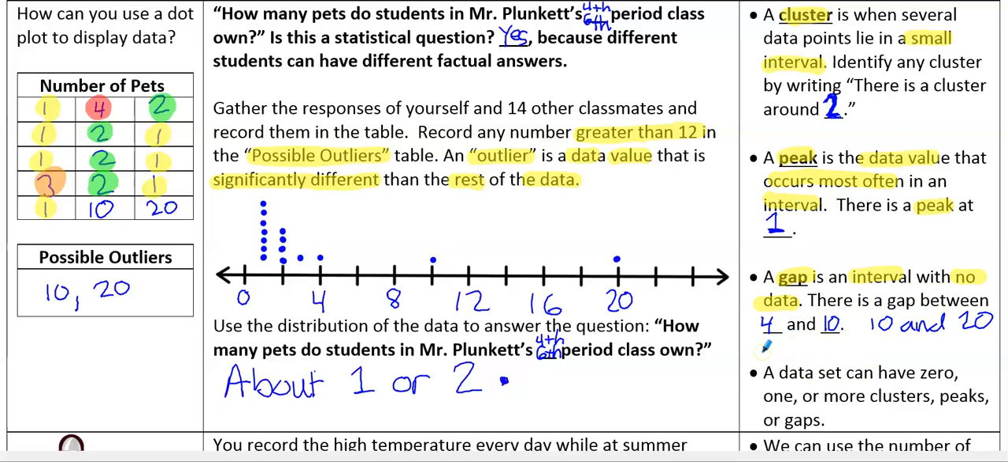A data set like this one doesn't, but a data set can have 0, 1, or more clusters, peaks, or gaps. So there may be no gaps in your data set. There may be 2 gaps. There may be 3. There could be no peaks. There could be more than 1 peak if you had different clusters that had a highest point. So keep that in mind as you go.